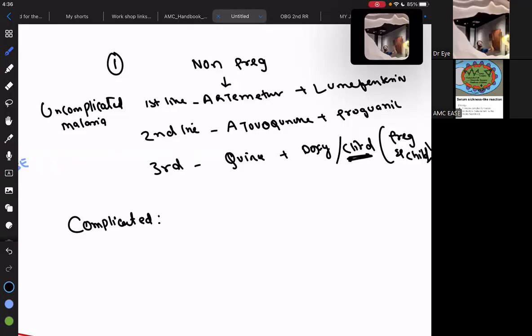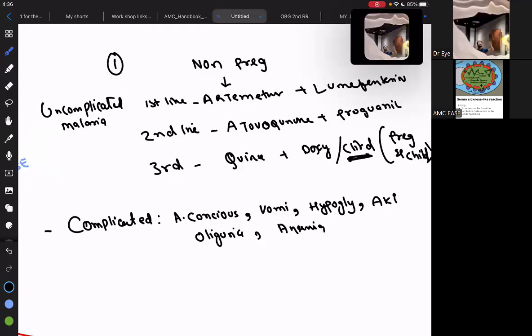Then the patient will have hypoglycemia, or vomiting, or the patient can have jaundice, right? What could be the signs and symptoms of complicated malaria? Altered consciousness, vomiting, hypoglycemia, acute kidney injury, oliguria, and anemia. Please remember these are all the signs and symptoms of complicated malaria.